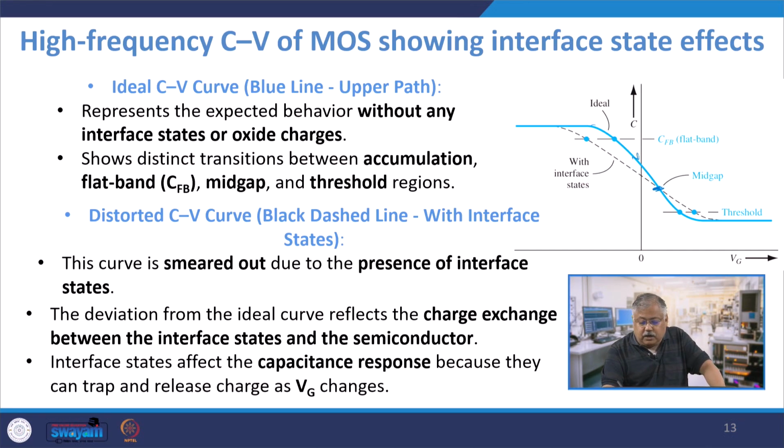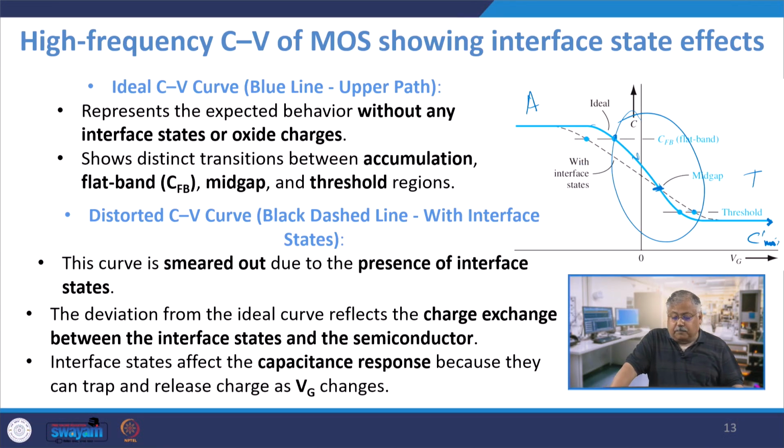This is the mid gap here, I have a flat band here, and I have a threshold here, and this is my high frequency C min prime, which is coming here. And there are very distinct regions. Accumulation is here, right, and this is threshold. This is again depletion and moderate inversion coming into picture.